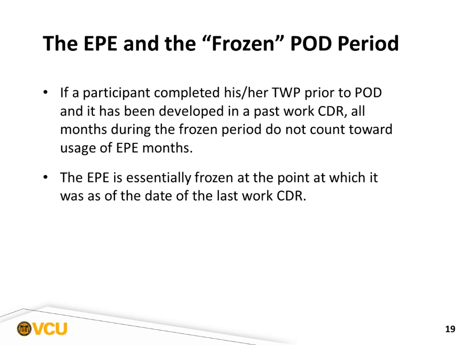Now keep in mind that although the EPE does continue for 36 consecutive months, it's different from the 60-month window we talked about for the TWP. The 36-month EPE clock stops during the frozen POD period. That means that after the last month of POD participation, the beneficiary simply picks up with the EPE months wherever they left off. Are you getting confused? Don't worry. On the next slide, we'll go through an example.